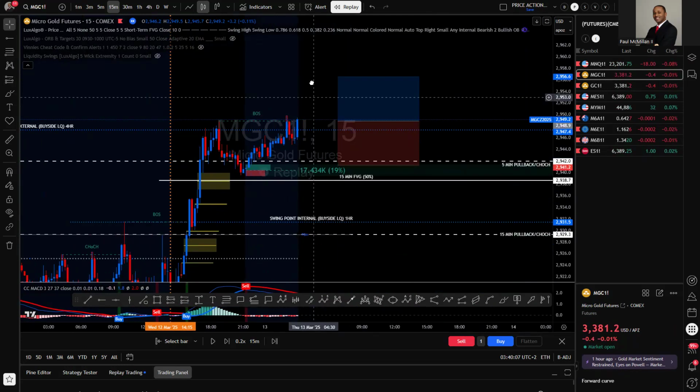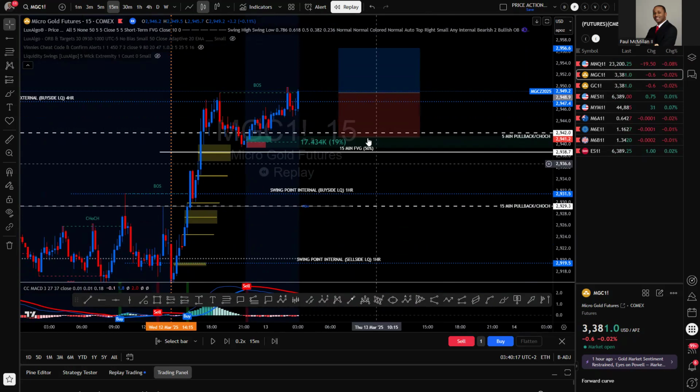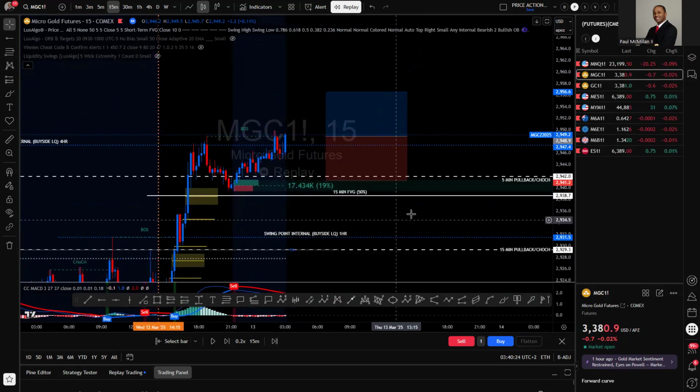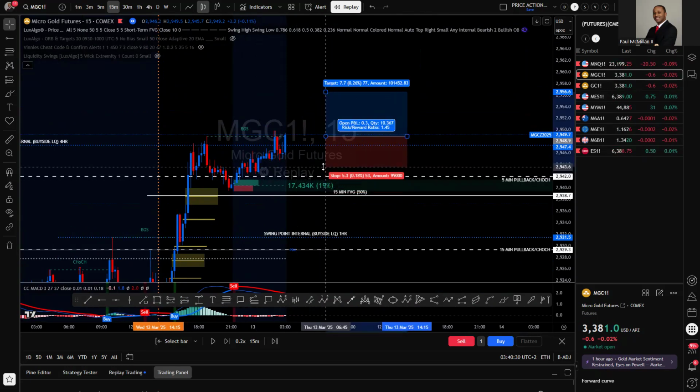Now, if we're wrong and price breaks this low, then it may be ready to go down to this level, maybe grab this low, and then go back up. Or it might break this low and continue down in a 15-minute pullback. So that would be our plan B. This is the last low here, so we would probably need our stop loss set here.